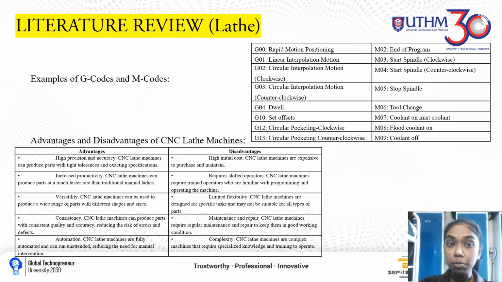The first table shows the examples of G code and M codes. If we see randomly, G00 is used for rapid motion positioning, M05 is used to stop spindle, G04 is used to dwell, M06 is used for tool change, M08 is used to turn coolant on, and M09 is used to turn coolant off. The table below shows the advantages and disadvantages of CNC lathe machines.